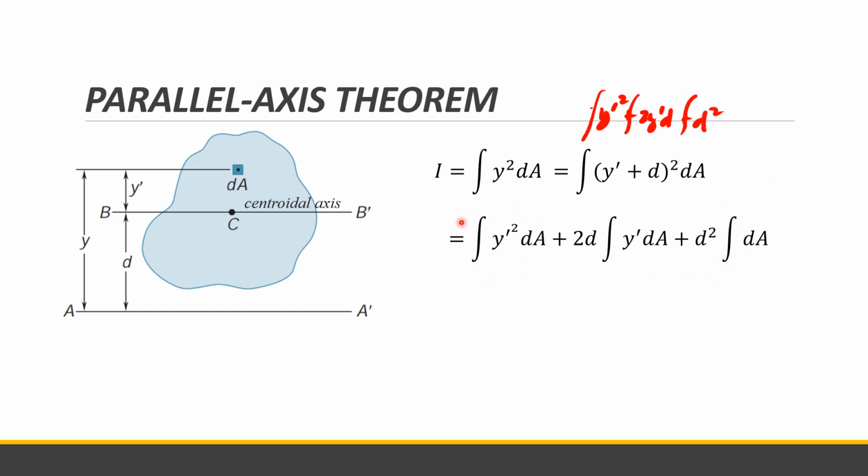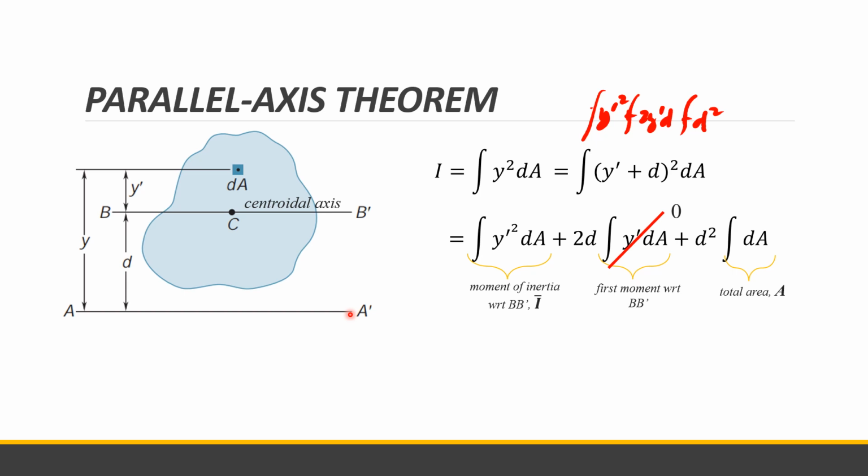The first part of the integral is the moment of inertia with respect to BB, that means the moment of inertia at the centroidal axis. So that is I bar. The second integral is the first moment with respect to BB. Since the centroid is located on this axis, our y here is 0, so this term is 0. The first moment is 0. And the third integral is the total area of the section.